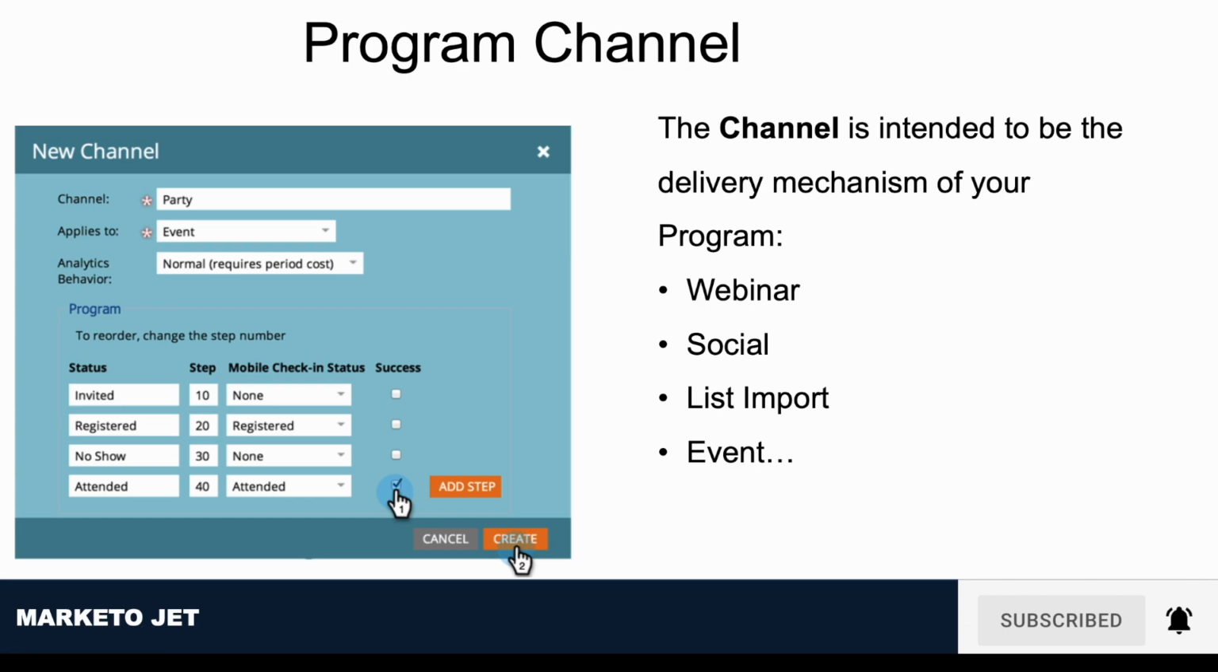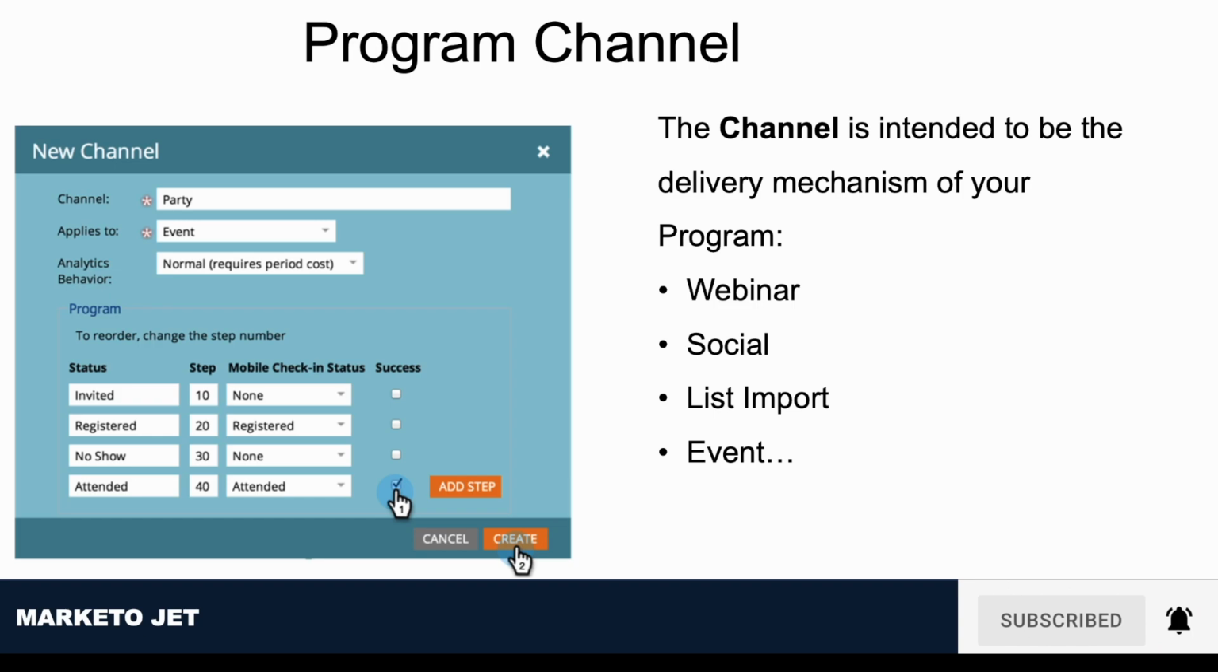These are the progression statuses that a person will move through from one stage to another within your program. For instance, you have a webinar as your program. Under the webinar, you can have various statuses. For example, invitation. First you want to send an invitation to people whom you want to attend your webinar. So that could be the first status for a webinar, right?